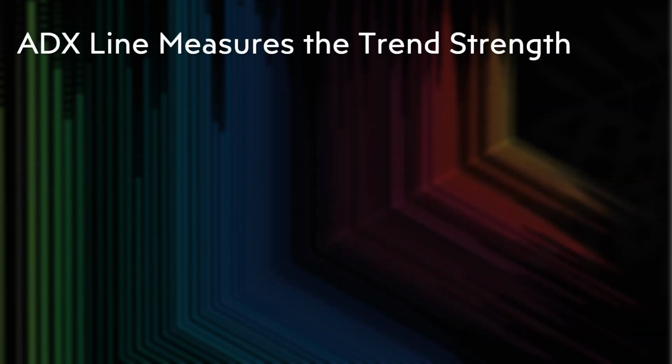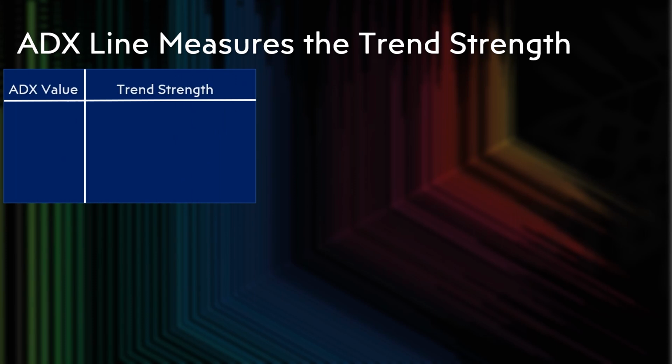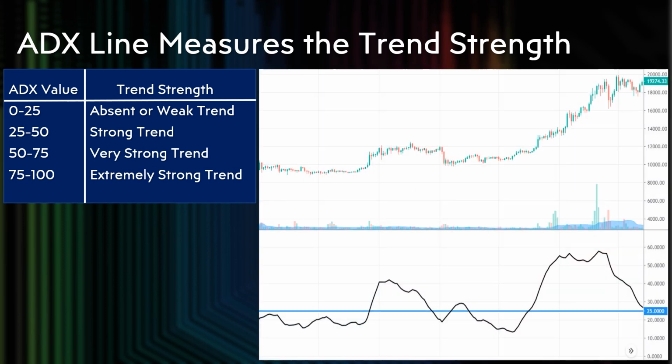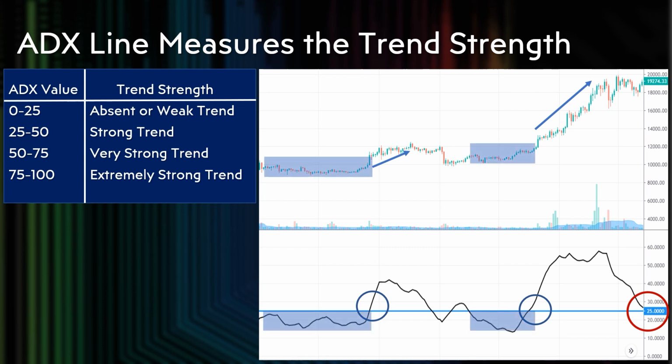The ADX line measures the strength of the trend. Here is the table that translates the descriptive equivalent of the ADX values. A line was placed at the 25 mark to make it easier to visualize when the price is going on an uptrend. The chart shows that the trend began when the ADX line reaches 25. The trend turns sideways when the ADX signal is below 25.